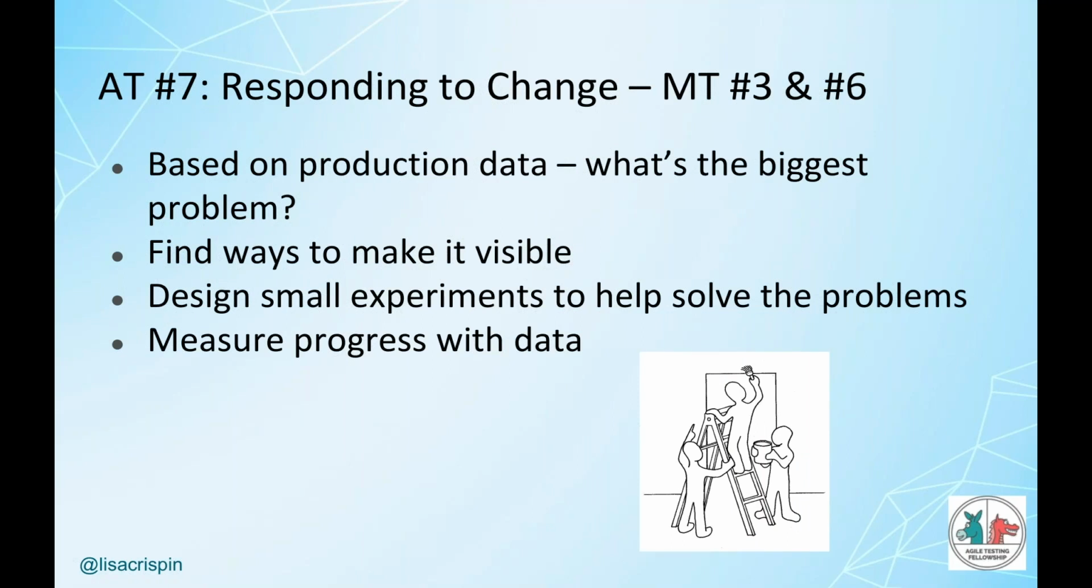So responding to change, that's agile testing principle number 7. And I think it relates to modern testing principle number 3, always learn and improve, and number 6, data trumps intuition. So again, this is a key component for continual improvement. And again, as I just said, I found the best way to improve is to identify the biggest problem that's in our way. Make that problem visible. I learned that from Janet. Find some way to make that problem visible.